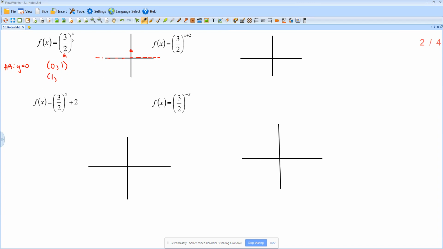If I put 1 into this, I'd have a, which is 3 halves, to the power of 1, which just gives me 3 halves. So 1 comma 3 halves, which is 1.5. So we have our intercept, we have our asymptote. If we draw this function, then we know it must be going like this, which means that this is increasing. Going from left to right, it would always be rising.